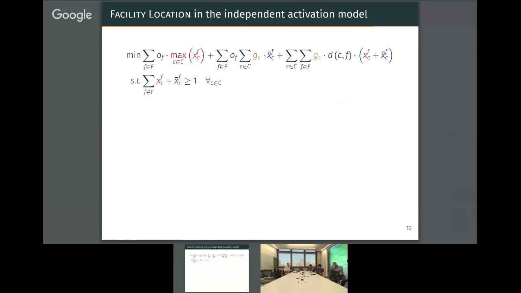So now this variable x, the purple variable, stands for clients contributing to opening the facility for everybody, and the blue variables are clients that pay for opening the facility only for themselves. And now it's a purely polynomial LP, and we can just solve it. And in order to round it, we split clients into two groups. The ones that prefer renting or buying.